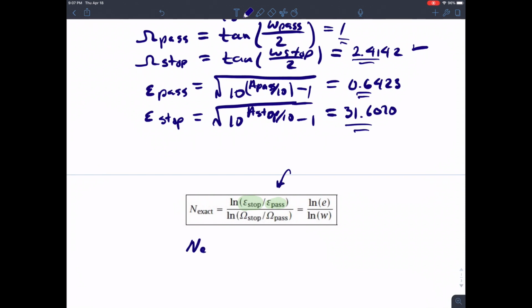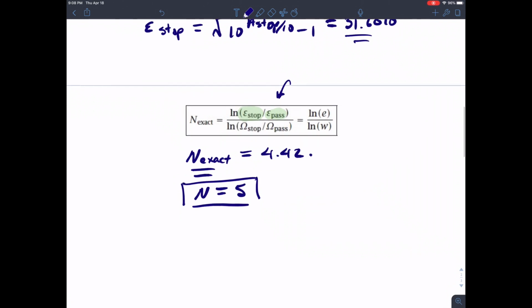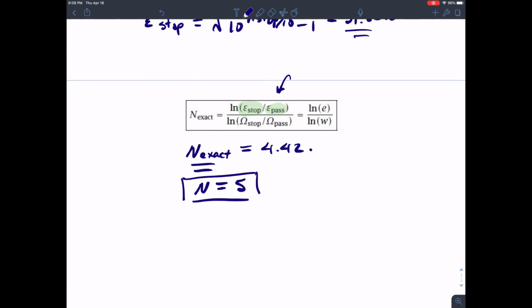You get a value for n inexact of 4.42, and we know that this is really required to be an integer, so we round up so that we meet our specifications. Use the ceil function, the nearest integer that's bigger than 4.42. That gives us the order, and from there we can calculate the cutoff frequency.